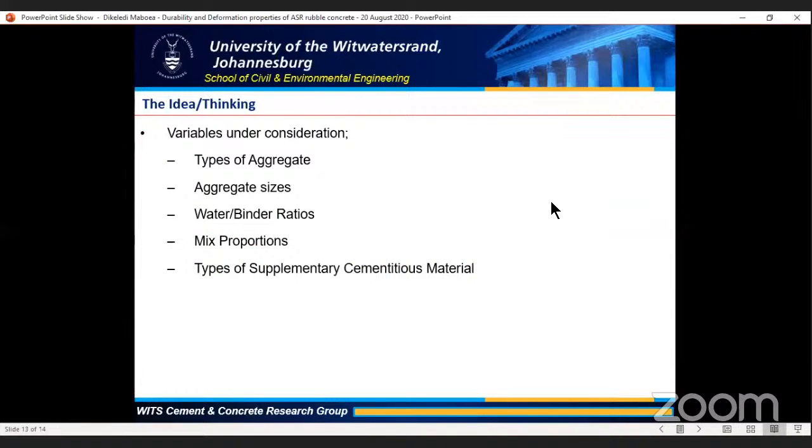At the moment, the variables have not been decided on, but these are some of the considered variables. So we're looking at the types of aggregates. Should we just keep the rubble concrete as the aggregate or mix it with something else? The aggregate sizes, should we do coarse and fine as the rubble, the ASR rubble, or whatever else? Then we're looking at the types of water binder ratios that we could use, and also the mixed proportions and the types of supplementary cementitious material. Next slide.